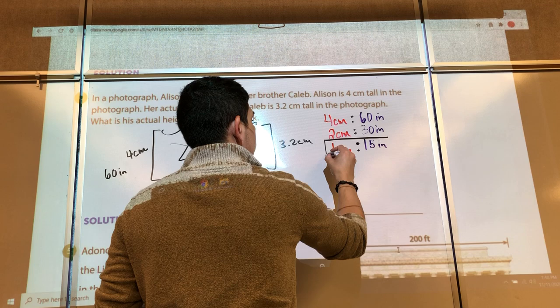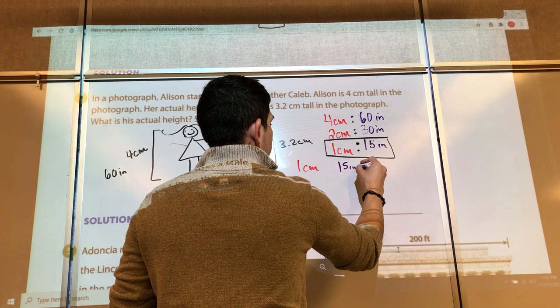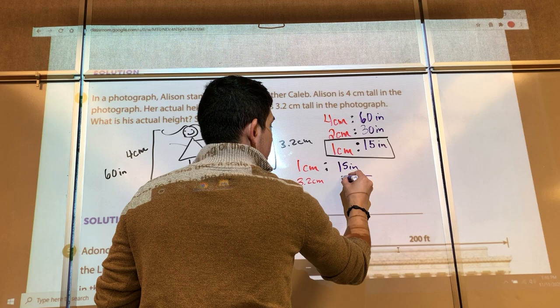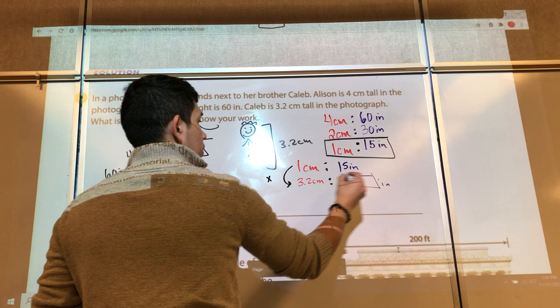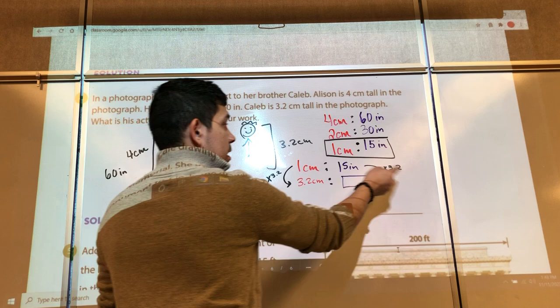Now let's figure out Caleb's height now. So we have 1 centimeter to 15 inches. Okay. And they're giving us 3.2 centimeters. We do not know the inches. That's what we're trying to find out. We want to know how tall is Caleb. Okay. So 1 times what gives us 3.2? Hopefully you said 3.2. So 1 times 3.2 is 3.2 centimeters. So we're going to take 15 times 3.2. Let me go figure that out.